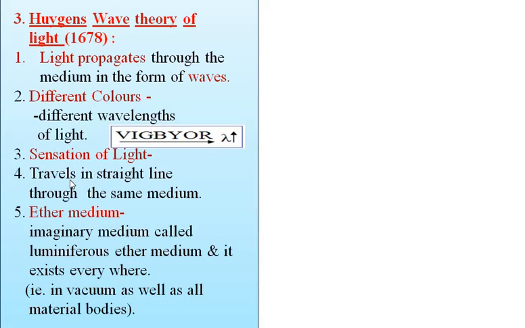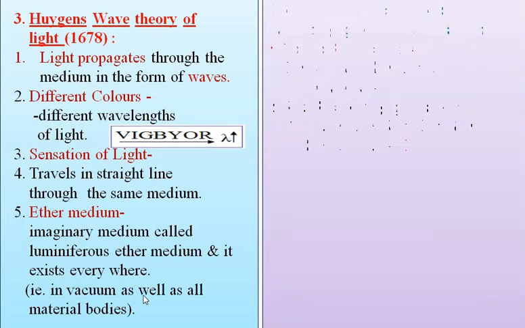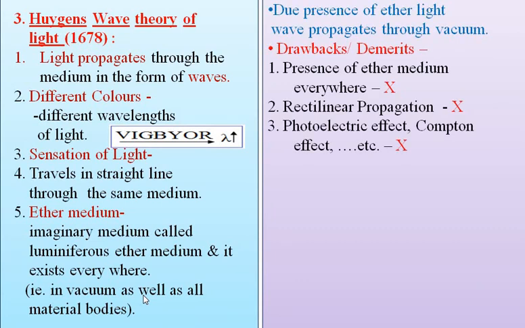Here light travels in a straight line through the same medium. For the propagation of light through vacuum, Huygens assumed the existence of an imaginary medium called the luminiferous ether medium, and it exists everywhere, that is, in vacuum as well as in all material bodies. Due to the presence of ether, light waves propagate through the vacuum.